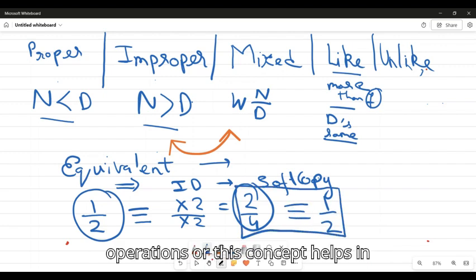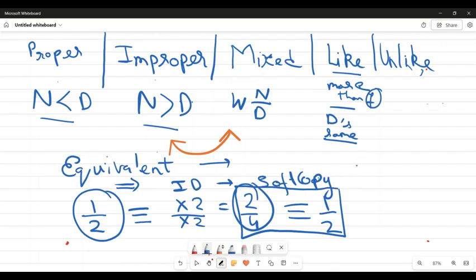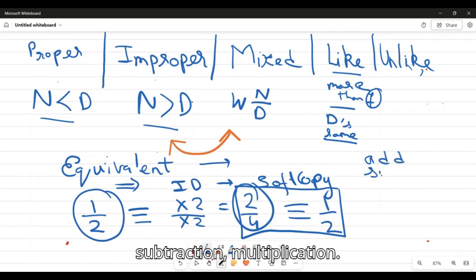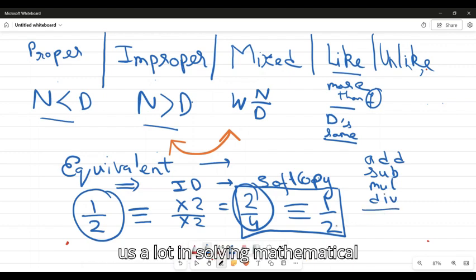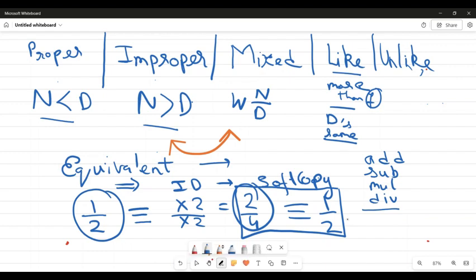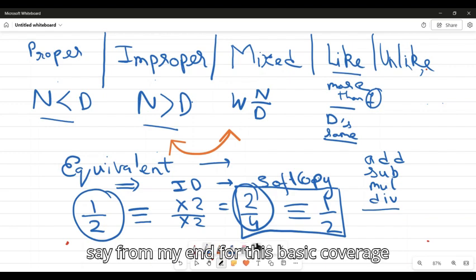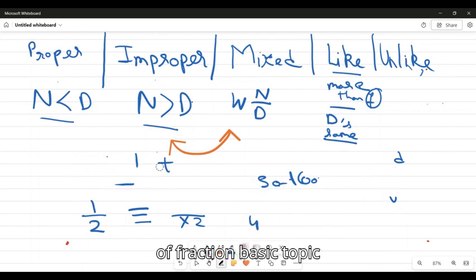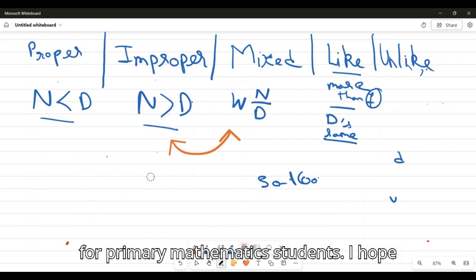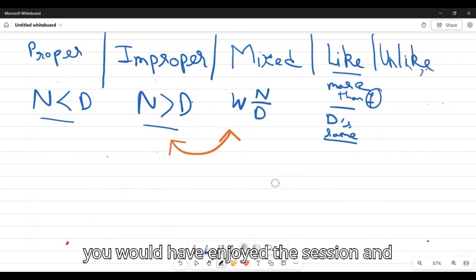This concept helps in addition, subtraction, multiplication, and division initially, and then at a later stage, even in higher mathematics, it helps us a lot in solving mathematical problems. That's all I would say from my end for this basic coverage of fractions, a basic topic for primary mathematics students. I hope you enjoyed the session.